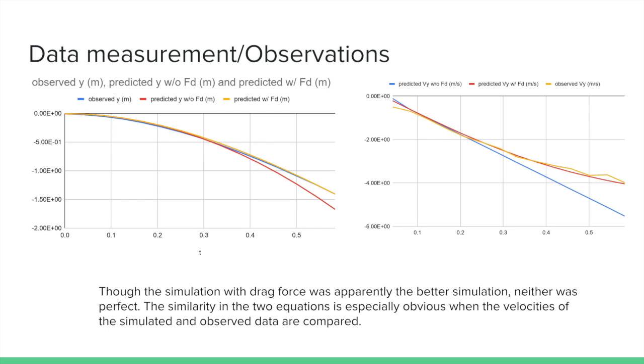These are the graphs of position versus time and velocity versus time with the two simulations and the observed video. As you can see, the simulation with drag force was apparently the better simulation as it more closely approximated the observed video, which is especially seen in the velocity versus time graph. However, neither simulation was perfect in simulating the falling object.